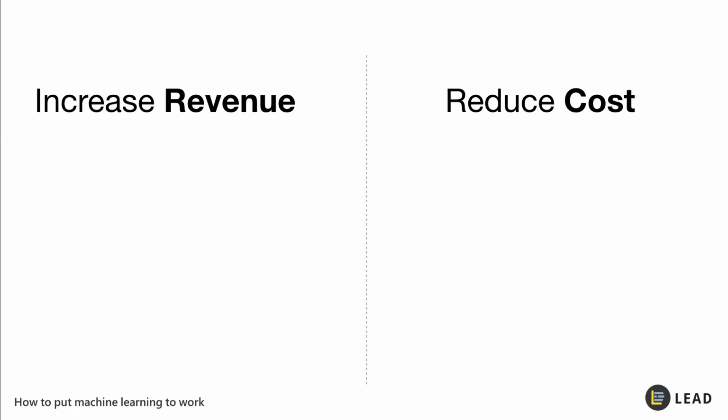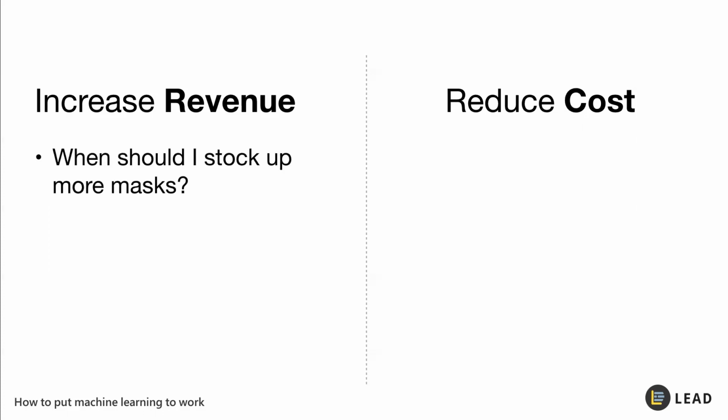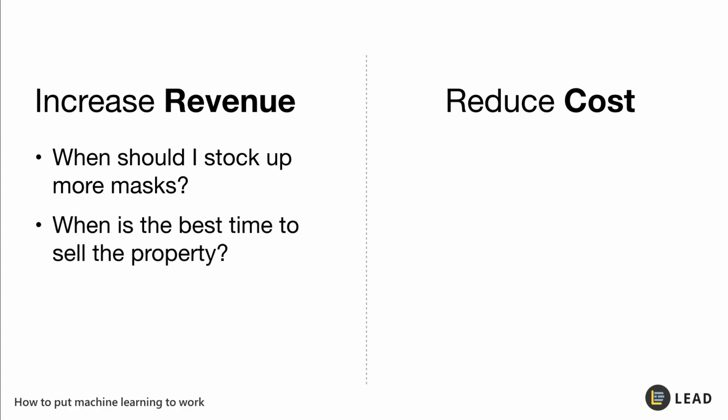In terms of increased revenue, you can define something like this: when should I stock up more masks? Is it because when the API hits 180, the demand for masks or N95 suddenly goes up very high? Or, when is the best time to sell a property?